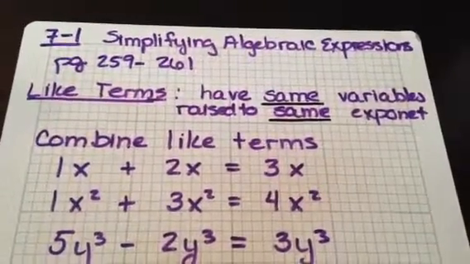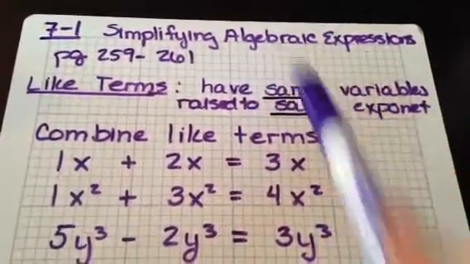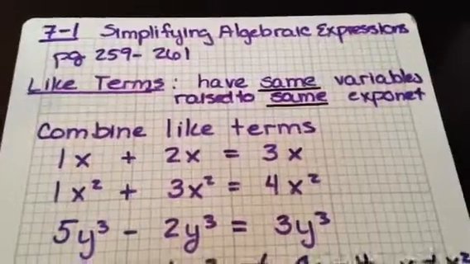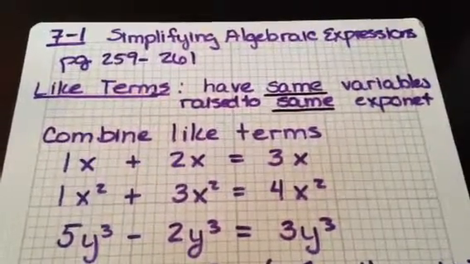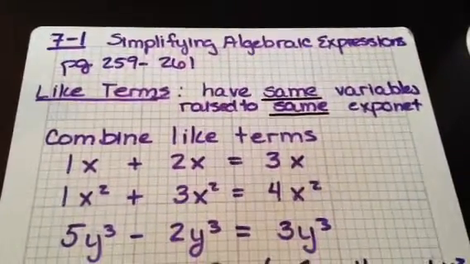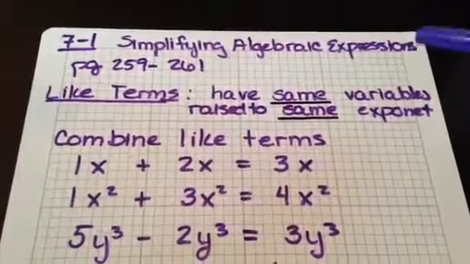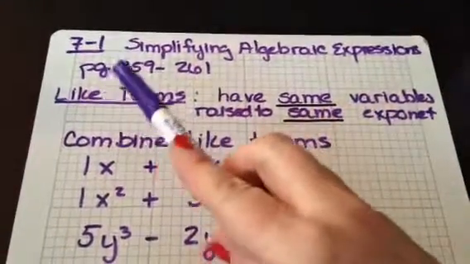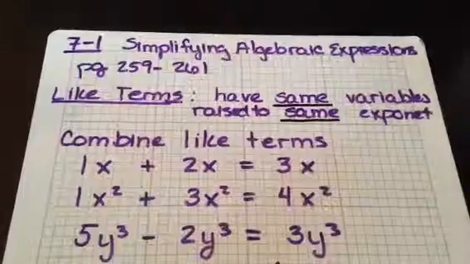Chapter 7. We are right back into algebra. Everything up till now, we took a break from algebra. We were doing more geometry. Now we're back to algebra, all of our letters and everything. So we're going to be filling out pages 259 to 261.